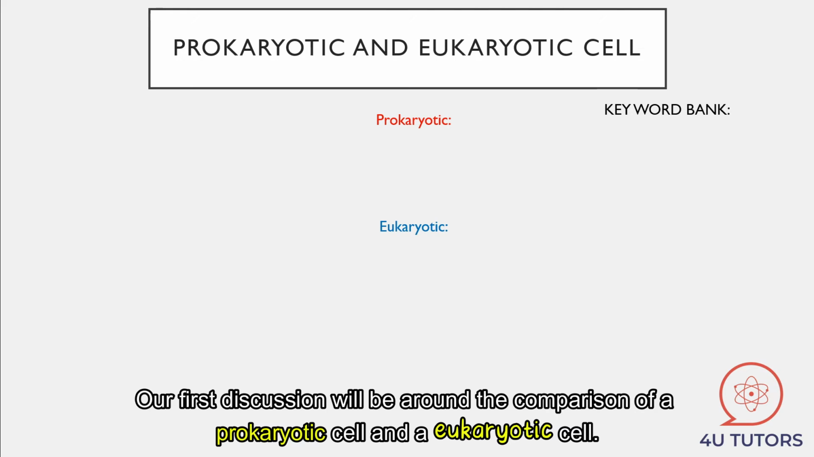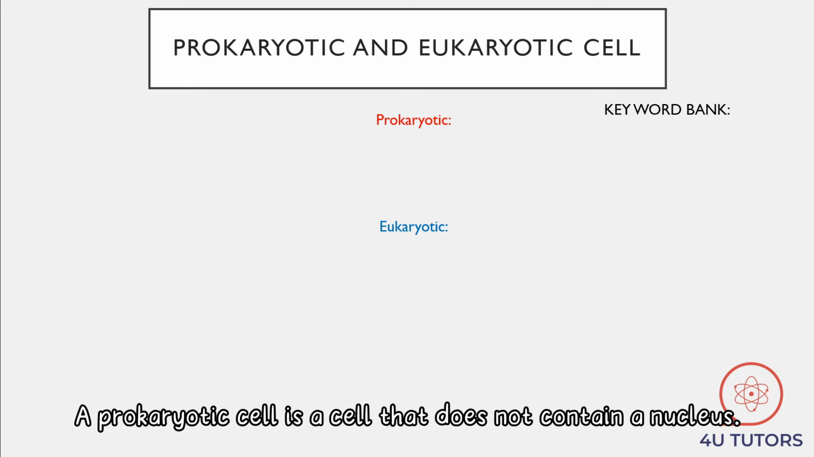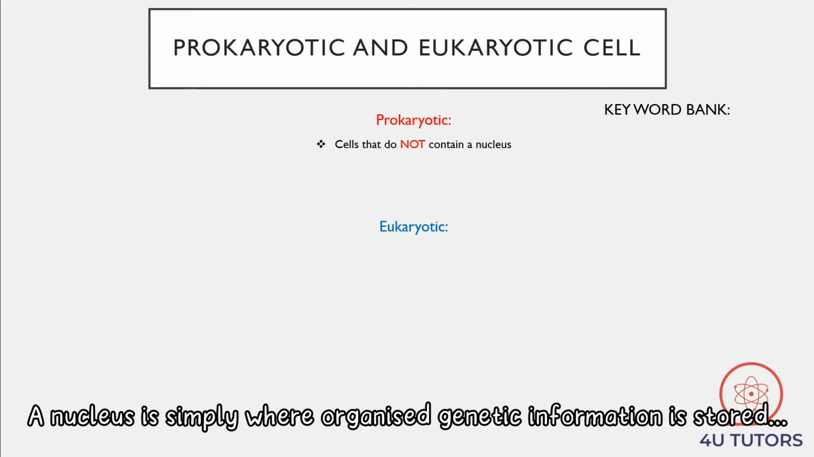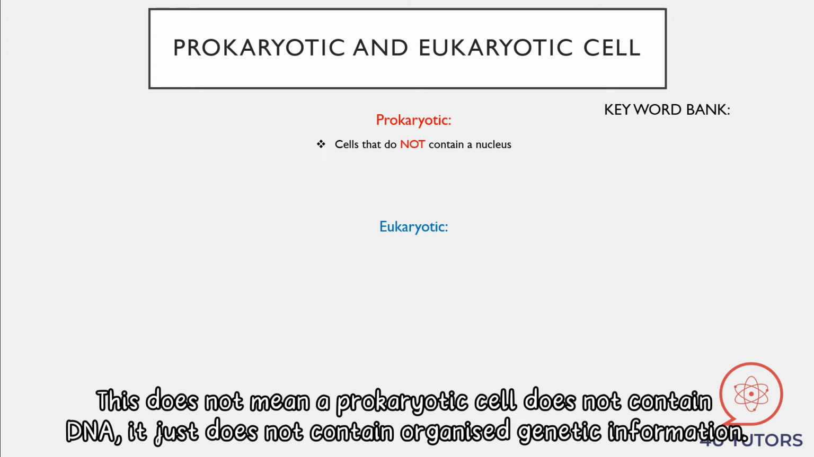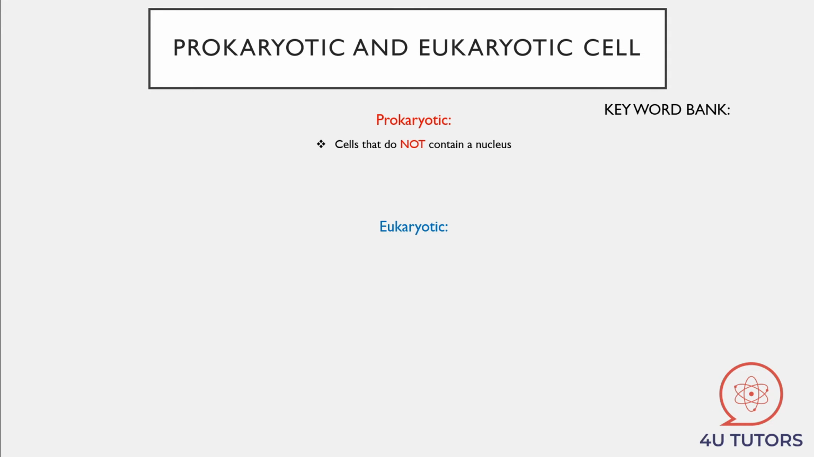Our first point of discussion will be around the comparison of a prokaryotic cell and a eukaryotic cell. A prokaryotic cell is a cell that does not contain a nucleus. A nucleus is simply where organized genetic information is stored. We will look into the nucleus a bit more later on. This does not mean prokaryotic cells do not contain DNA, prokaryotic cells just do not contain organized genetic information.